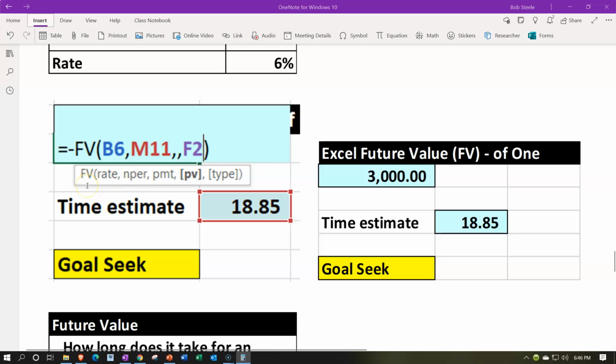So I could say that this is going to be the future value of the rate, which we know is going to be the 6%, comma, the number of periods. That's what we do not know. So we make up a number first. I put it in another cell. I make up some number like 10, put it in that cell, and then comma, comma, and then the present value is something that we know because that's going to be the 1,000. So we enter that. That's going to give us a result.